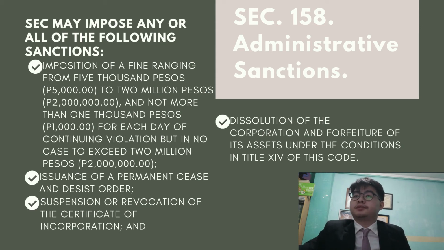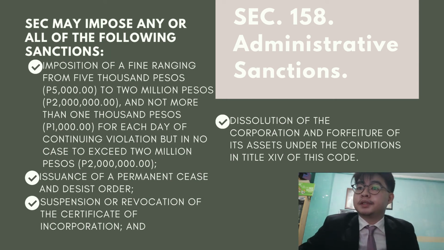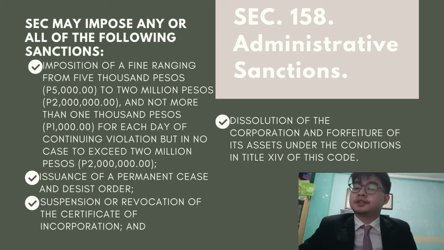Second, issuance of a permanent cease and desist order. Third, suspension or revocation of the certificate of incorporation. And lastly, the dissolution of the corporation and forfeiture of its assets under the conditions in Title 14 of this code, which is the dissolution. So this is basically an involuntary dissolution.